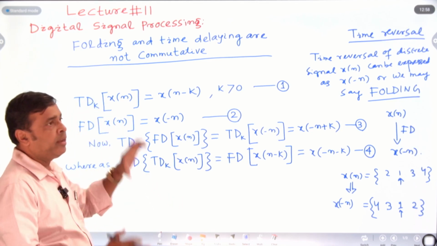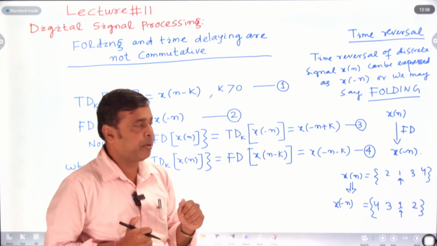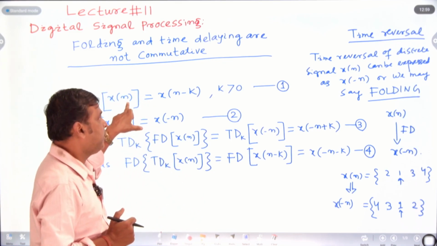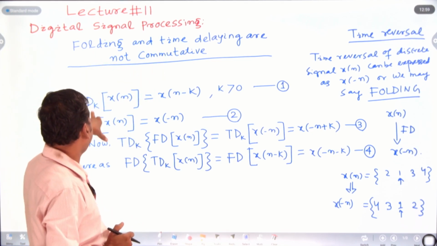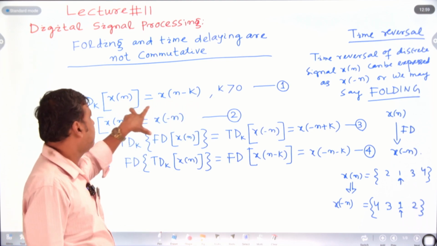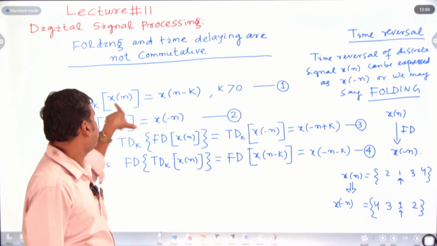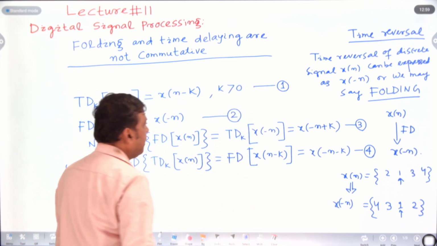Similarly, folding, delaying, there are two terms, folding and delaying. The discrete signal x of n is given here. First of all, the time delay of k of x of n is nothing but x of n minus k. This is nothing but time delay. So x of n delayed by k units of sample is nothing but what? X of n minus k.